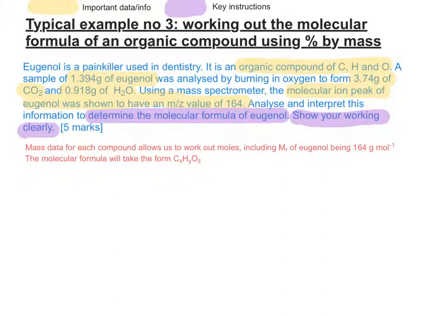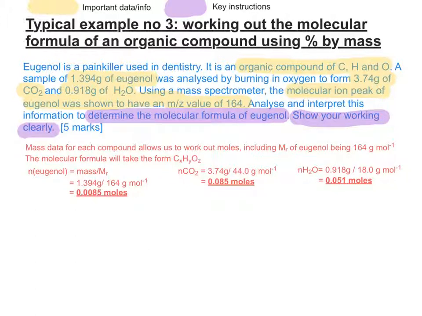And we know that our molecular formula will take the form CxHyOz, where x, y and z are numbers. So the first thing to do is to start to work out the moles of everything. We've got three things we can work out the moles for, so let's do that first. So once we've worked this out, we can see something quite interesting, can't we?